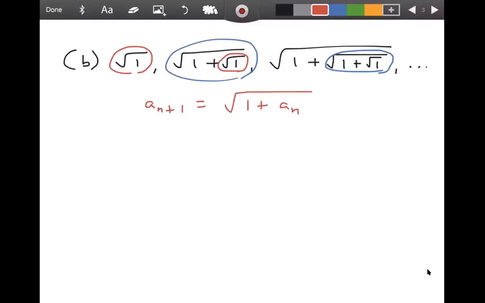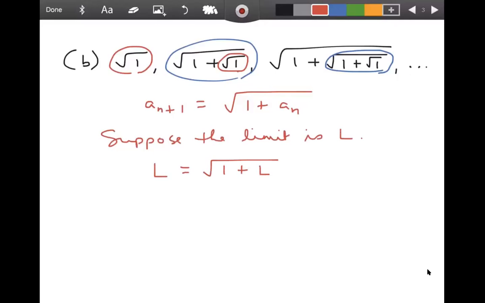All right. So I'm going to use a similar approach to what we did in the last example. Suppose that this sequence converges and that the limit is L. Then in that case, it would have to be true that L is equal to the square root of 1 plus L. So now that's a radical equation. We also cover those in Math C. So I'm going to square both sides of that equation.